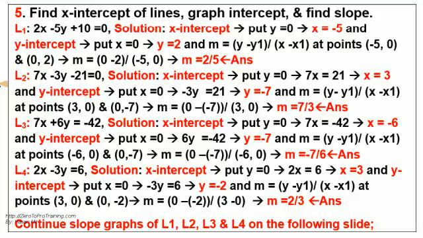Exercise 5. Find x and y intercepts and slope m respectively. L1: x equals minus 5, y equals 2 and m equals 2/5. L2: x equals 3, y equals minus 7 and m equals 7/3. L3: x equals minus 6, y equals minus 7 and m equals minus 7/6. L4: x equals 3, y equals minus 2 and m equals 2/3.